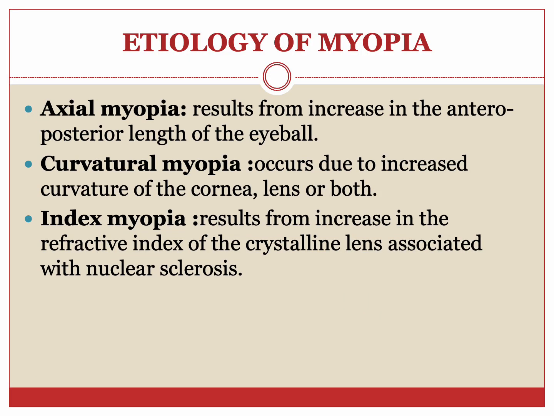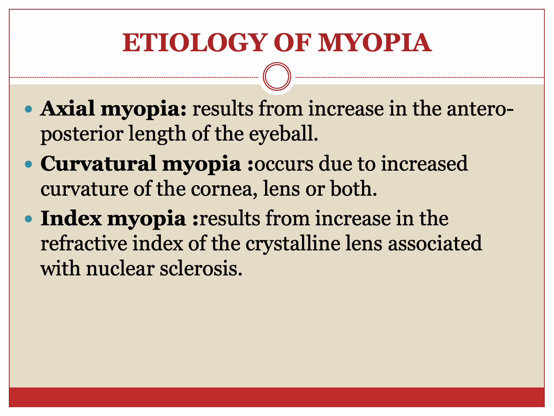So what are the etiological factors which result in myopic vision? There can be three factors. It can be either axial myopia, meaning something related to the axis; curvature myopia, something related to the curvature; or index myopia, something related to the index of a particular refractive object.